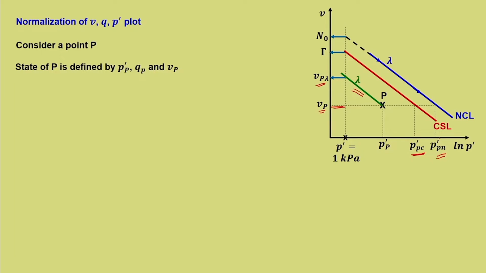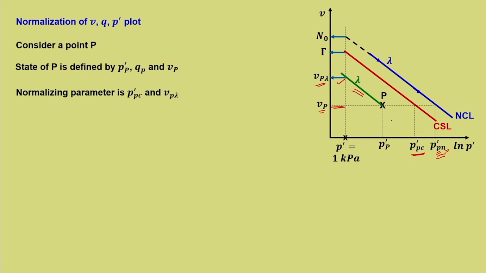Now P dash represents effective mean stress, P represents that it is with reference to point P, and N represents that it is on NCL. Similarly here C represents it is on the critical state line. So there are certain reference points now. VP is the specific volume for point P. Now P dash corresponding to VP has been marked, and the normalizing parameters are P dash PC and VP lambda. So these two parameters.